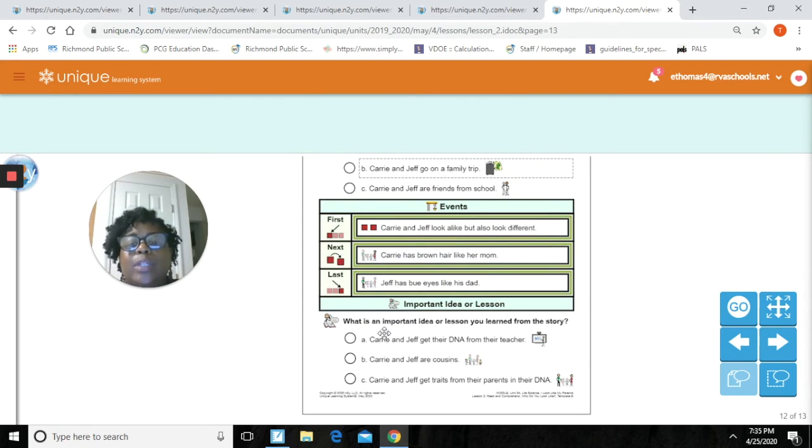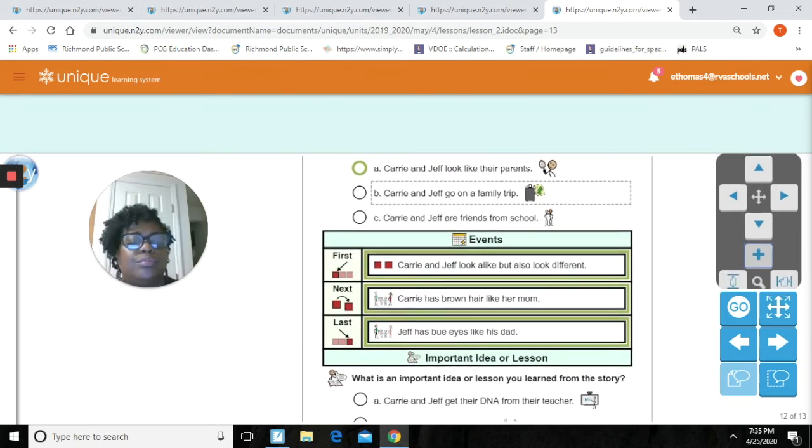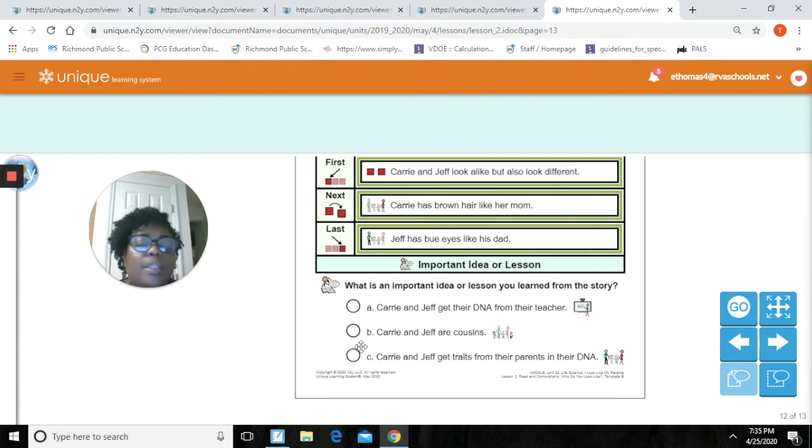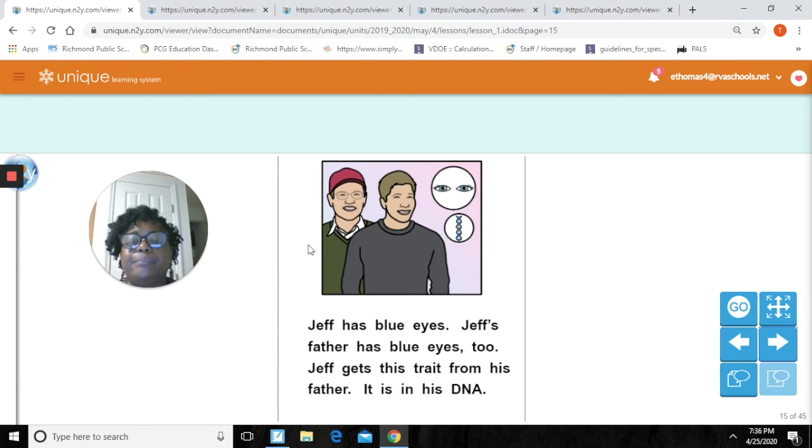And it says here, what is an important idea or lesson you learned from the story? So let's look at our choices. Carrie and Jeff get their DNA from their teacher. Carrie and Jeff are cousins. Carrie and Jeff get traits from their parents in their DNA. Let's see what our answer is. Make a choice, okay? All right, let's use our story to get an answer, okay?